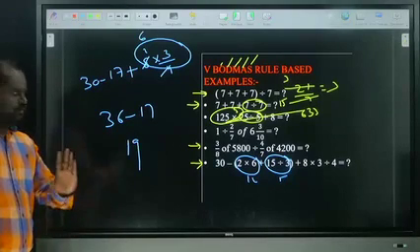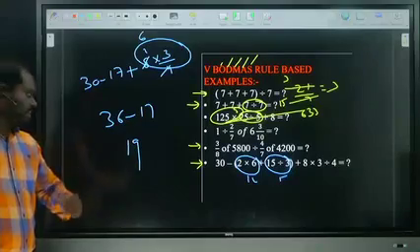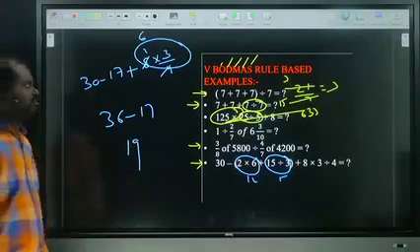Okay, as per the BODMAS rule, first bracket in bracket, three symbols are there: division, next multiplication, next addition. Right? Now next.